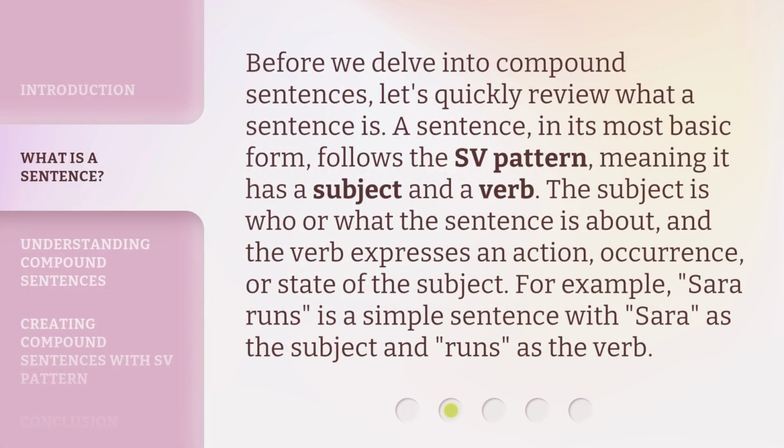Before we delve into compound sentences, let's quickly review what a sentence is. A sentence, in its most basic form, follows the SV pattern, meaning it has a subject and a verb. The subject is who or what the sentence is about, and the verb expresses an action, occurrence, or state of the subject. For example, "Sarah runs" is a simple sentence with Sarah as the subject and runs as the verb.